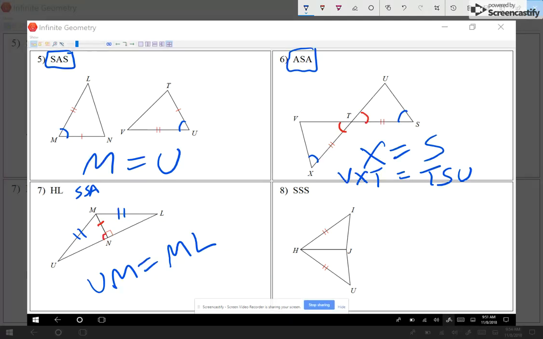Yeah. Remember, HL is side angle. That's technically side angle, with the angle being 90 degrees. But it's side angle, so you need two sides and an angle, but the angle is not between the sides.